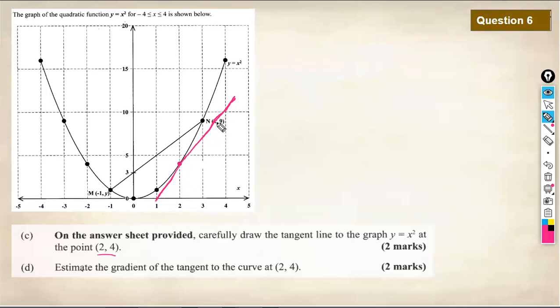Now, to find the gradient of that pink line, you're going to have to get 2 points on that line. So we're going to have to estimate 2 points that everyone could agree on by looking at the graph. The first point here is 1, 0. And this point here looks like 4, 10. Let me just make sure I have it correct there, that those are the 2 points on the tangent to that line.